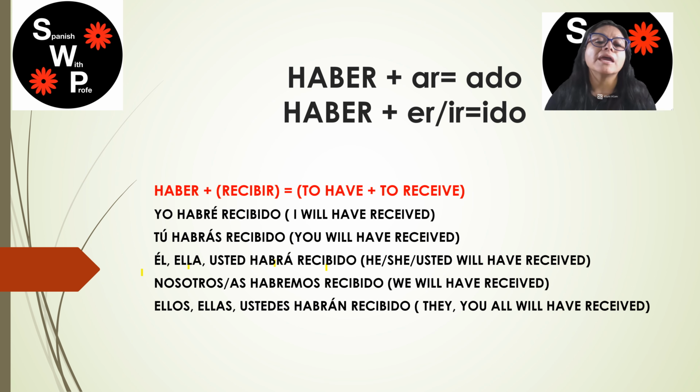So remember, in the future perfect in Spanish, we use the helping verb haber, and that one changes according to the person doing the action, but the past participle always stays the same. Recibido, recibido, recibido. Okay, pues, muy bien.